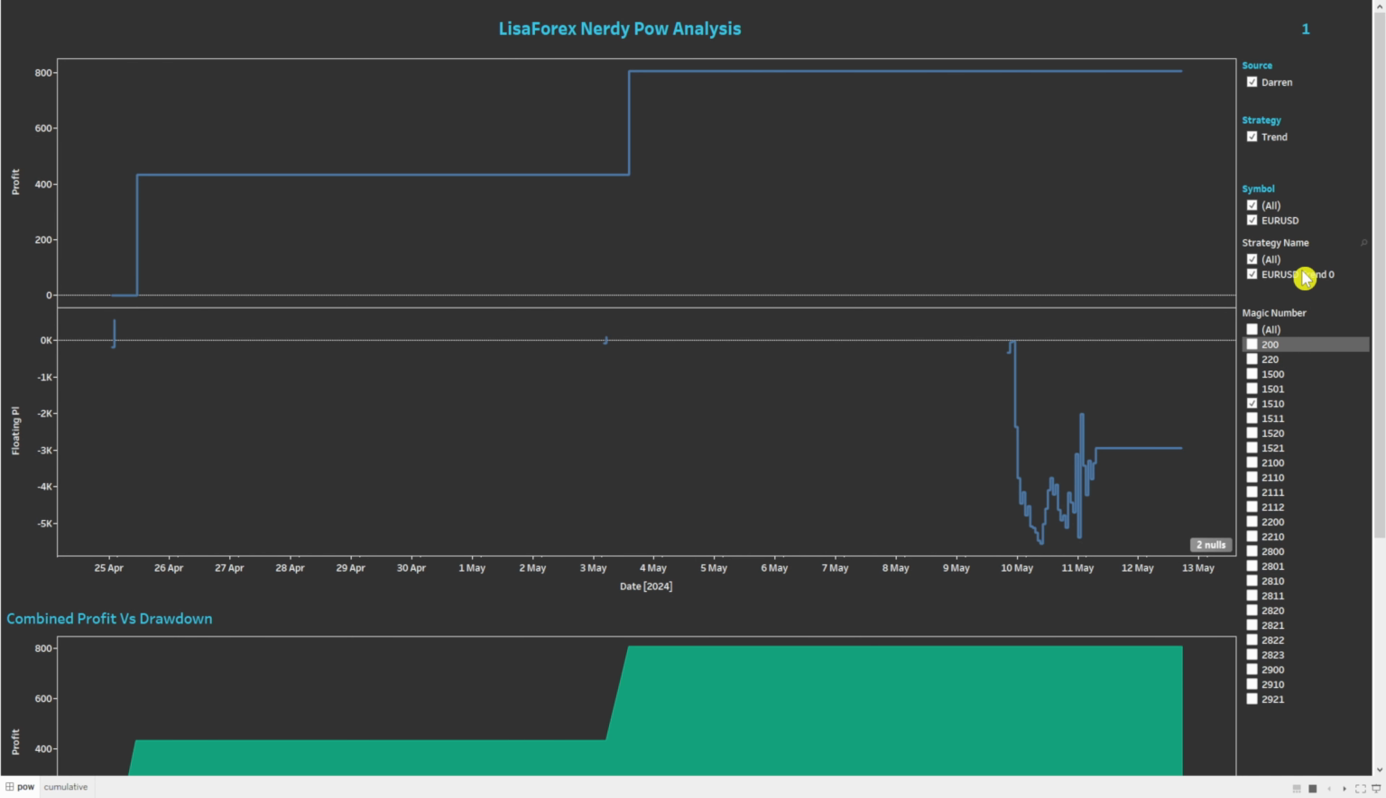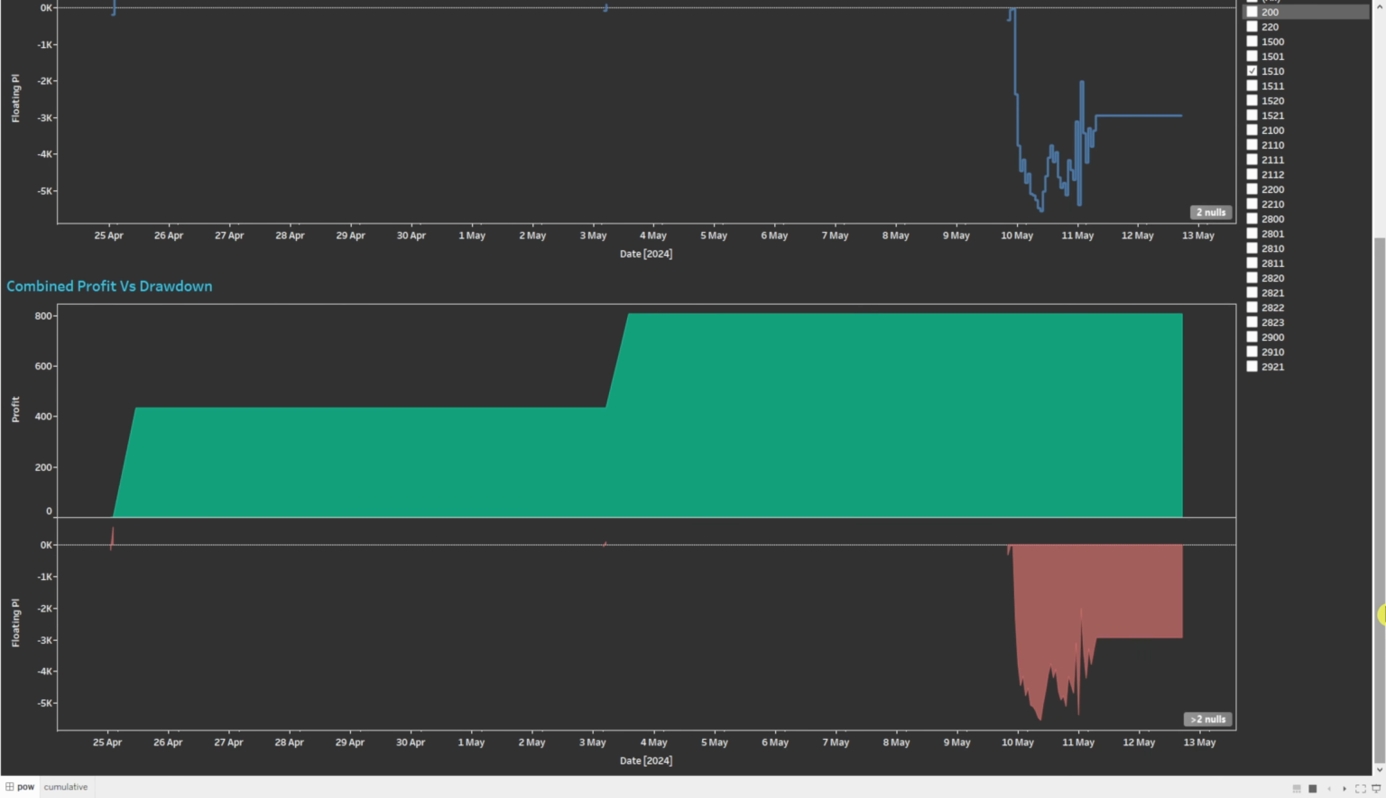First up, we've got a Euro US trend strategy, and this one started at 3.36 lots, and in the past month it's made $806 with a drawdown of 5,500. So this one I'm quite uncomfortable with. If I was going to trade live with this particular account, I would reduce the lot size dramatically. Even though the profit is good, the drawdown is much too big for my liking.